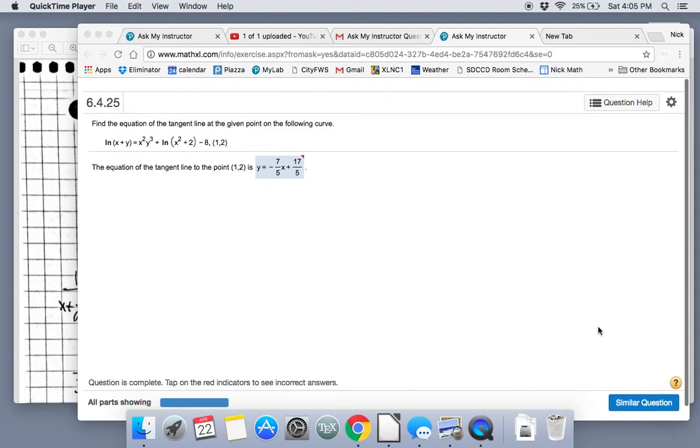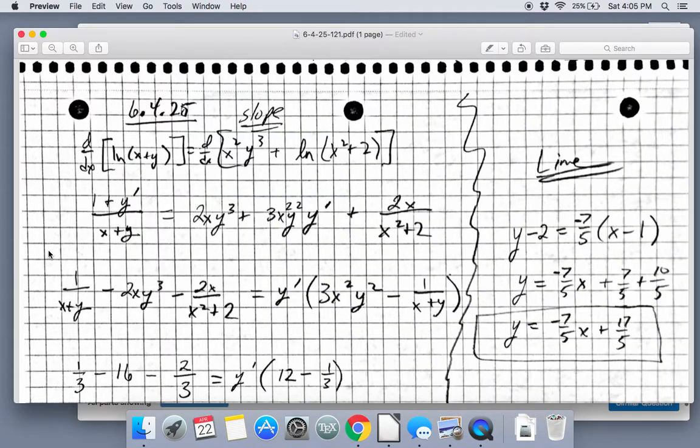Okay, another tangent line problem, and this is another implicit differentiation tangent line problem. It's a little bit less involved than the one I did with exponentials. That was 6423. This is 6425, and sorry.